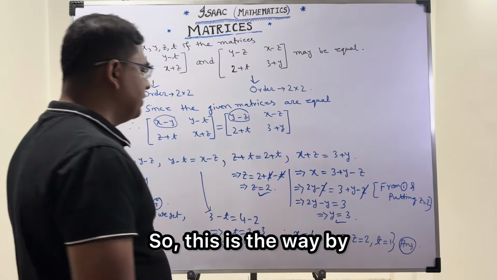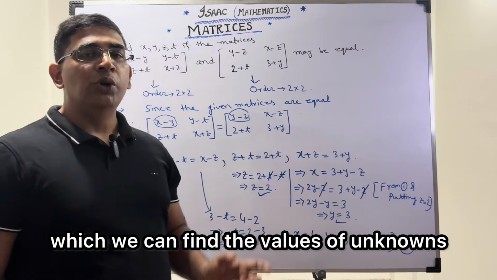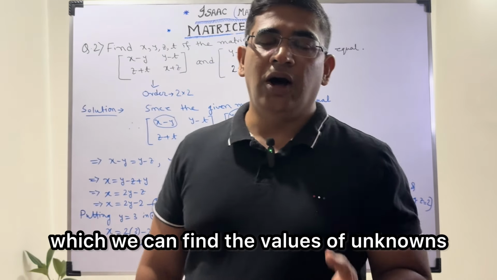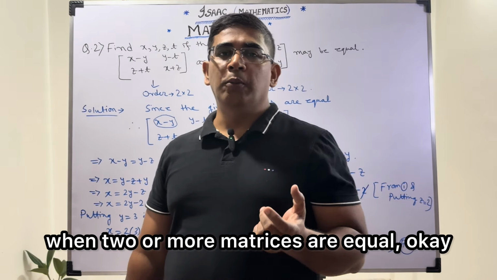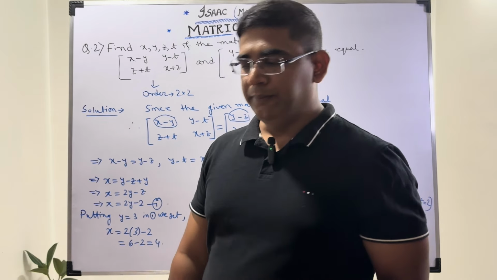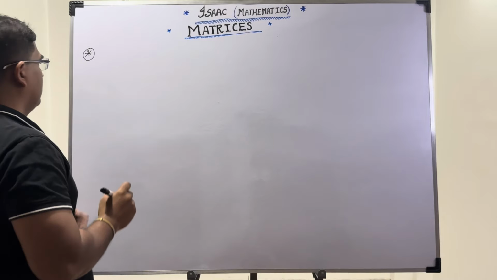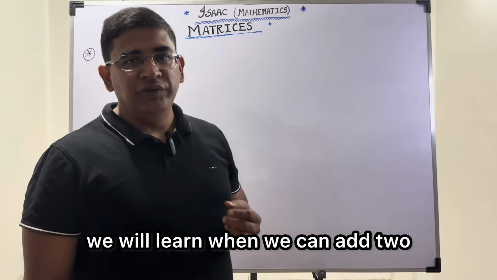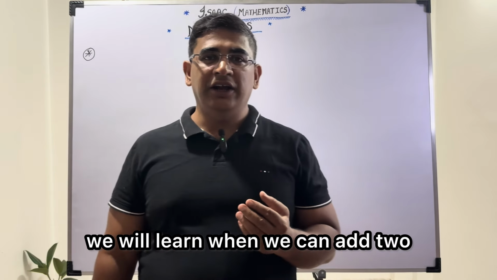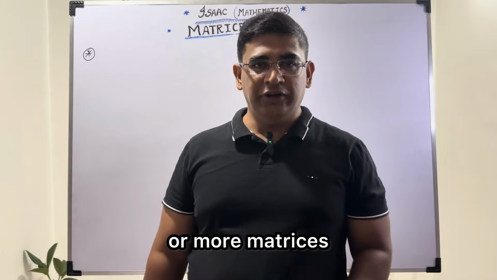Okay. So this is the way by which we can find the values of unknowns when two or more matrices are equal. Okay. Now we will learn when we can add two or more matrices.